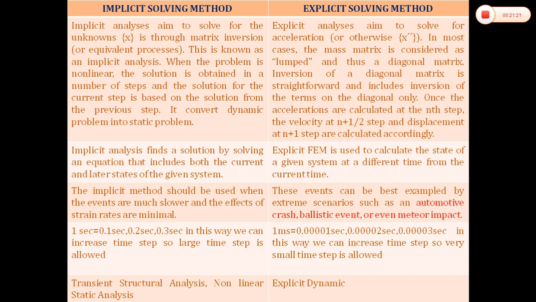Implicit analysis aims to solve for the unknown through matrix inversion. So this is the direct method. This is known as implicit analysis. When the problem is non-linear, the solution is obtained in a number of steps, and the solution for the current step is based on the solution from the previous step, and it converts a dynamic problem into a static problem.